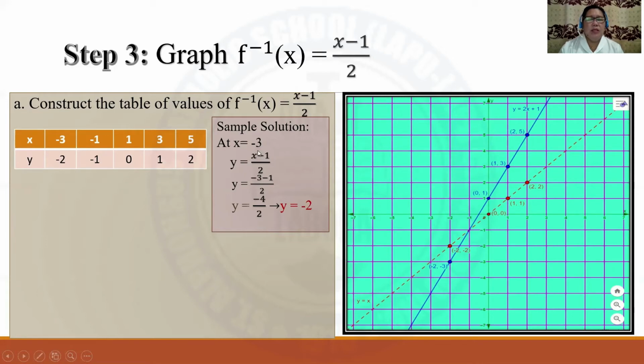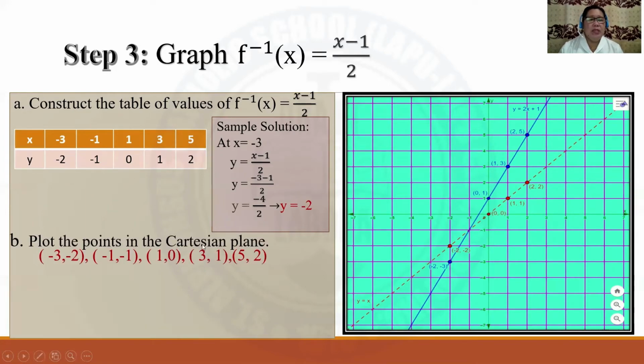Substitute negative 3 to x. So you have negative 3 minus 1 over 2. So negative 4 over 2 is equal to negative 2. That is why it's there. Even if you will not switch, the answer is really negative 2.